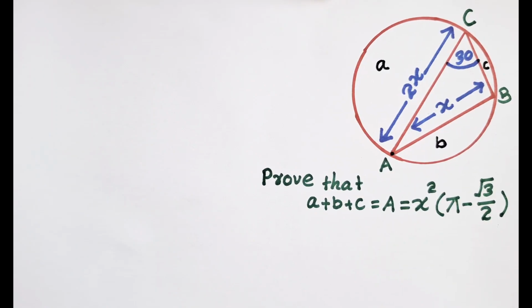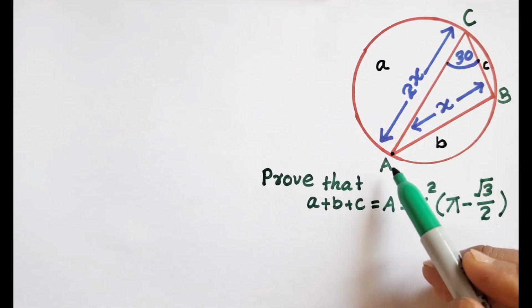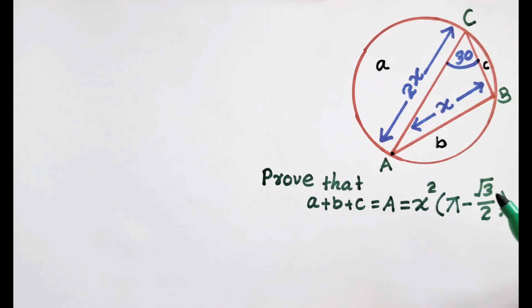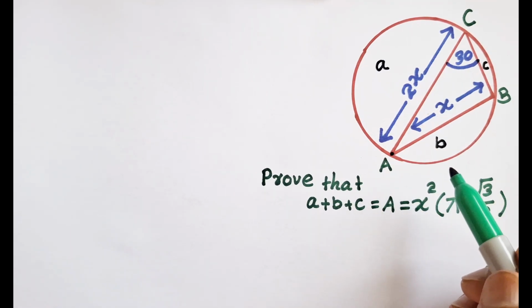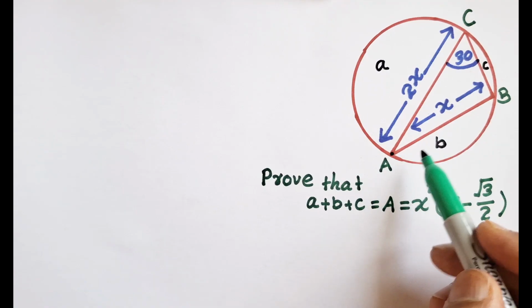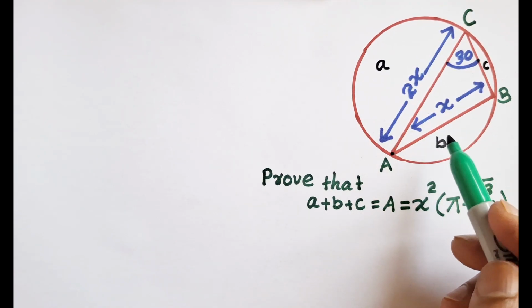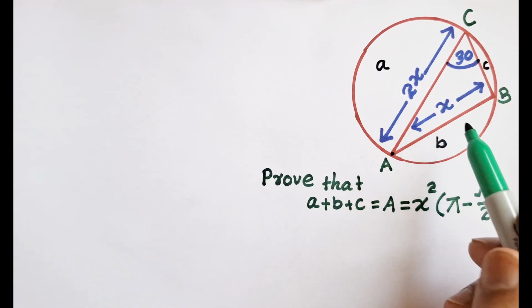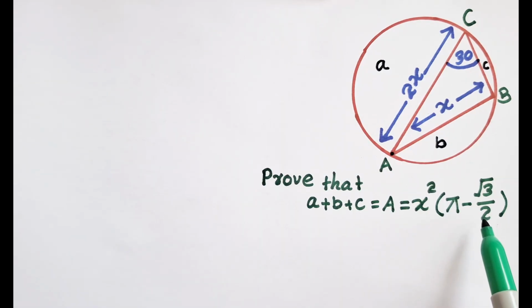Today we are going to solve this nice geometric puzzle. Triangle ABC is placed inside the circle and it's given that AB is equal to x, AC is equal to 2x, and angle ACB is equal to 30 degrees. We need to prove that if you remove the triangle ABC from the circle, the remaining area is equal to this one. Let's jump into the solution.